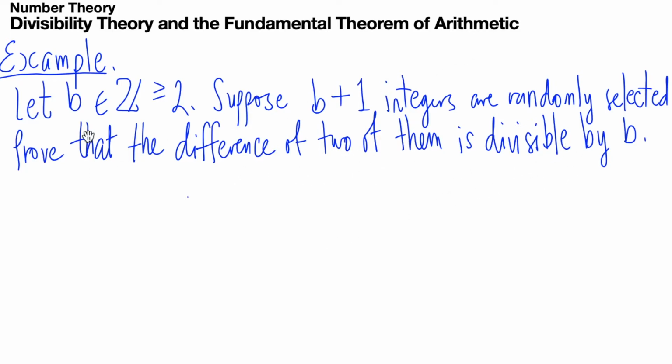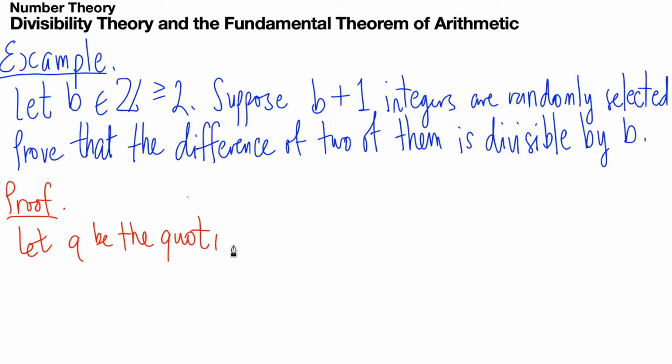So we're going to give a proof for this example. So let's have this. First up, we will let q be the quotient and r the remainder.